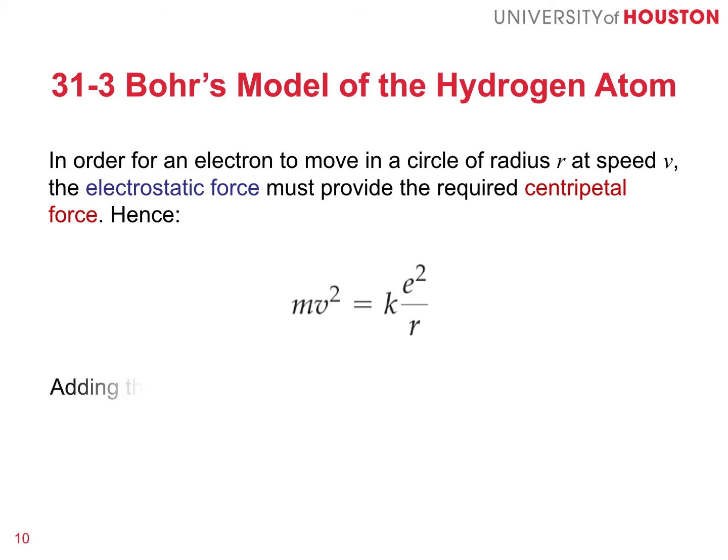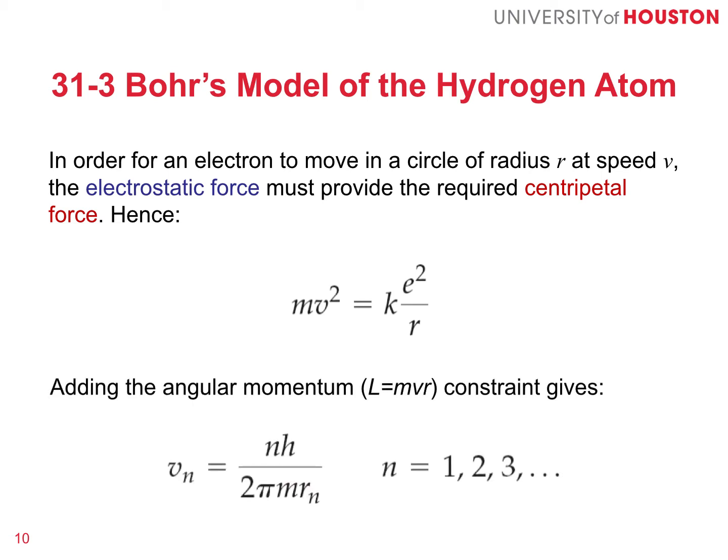When we add in our angular momentum constraint, this gives us a velocity which depends on n, which is an integer, and this velocity is equal to nh, Planck's constant, divided by 2 pi m, the mass of the electron, times Rn, the radius of the orbit.